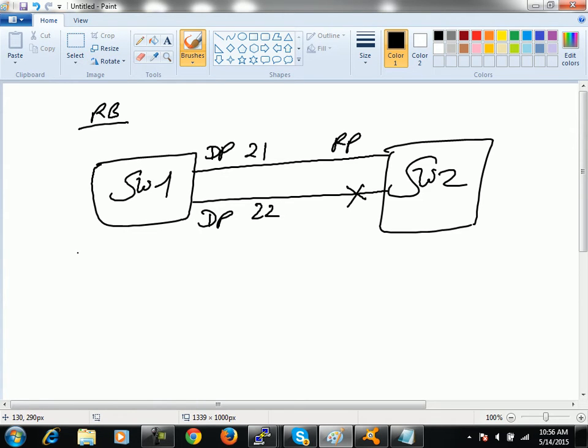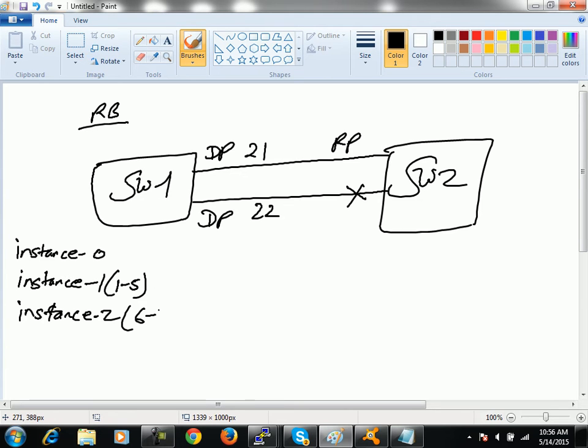Let's say here you have instance 0, instance 1, instance 2 on all switches, I mean on both switches. In instance 1 you have VLANs 1 to 5 and in instance 2 it has VLAN 6 to 10. Fine. In the same manner you have done the configuration on switch 2 as well.